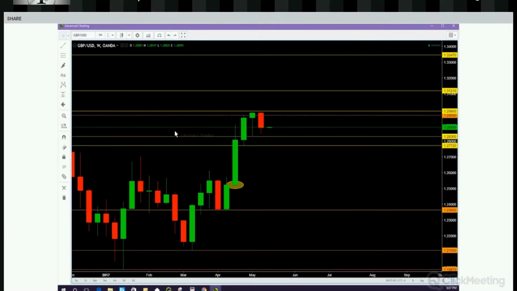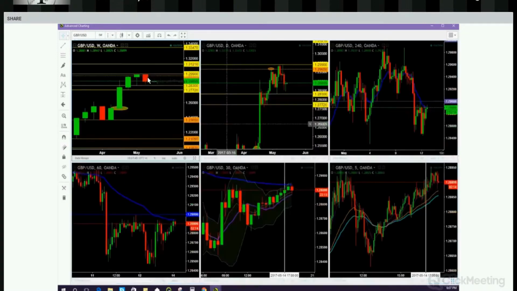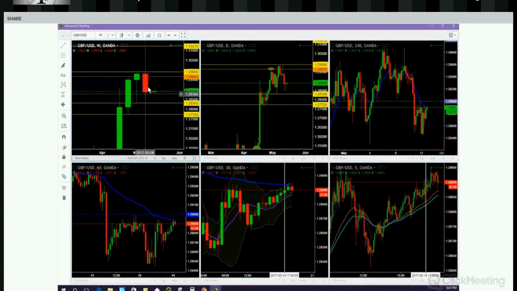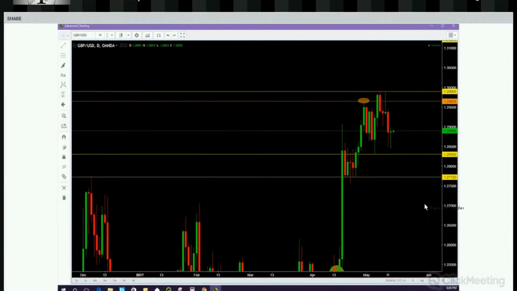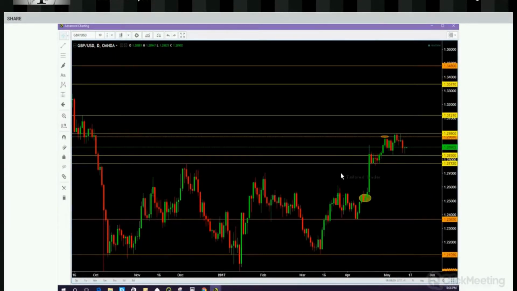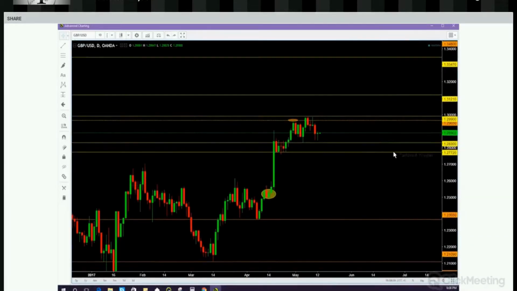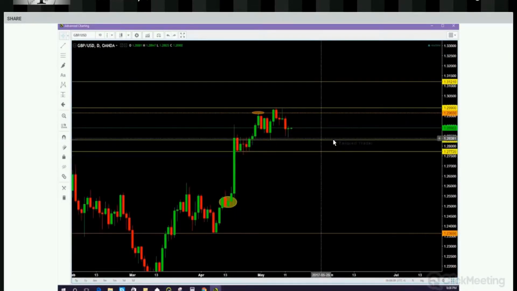So let me just go to the daily because there's not much to say on the weekly. Just because last week's close is engulfing, kind of engulfing, but it's not really engulfing that whole prior candle. So again, let me just go to the daily. Those prices from the weekly are, of course, on the daily chart.